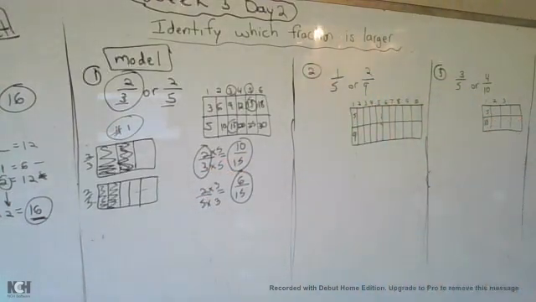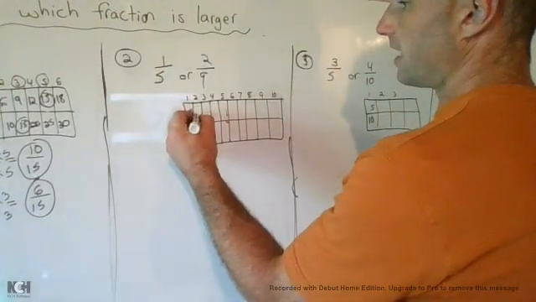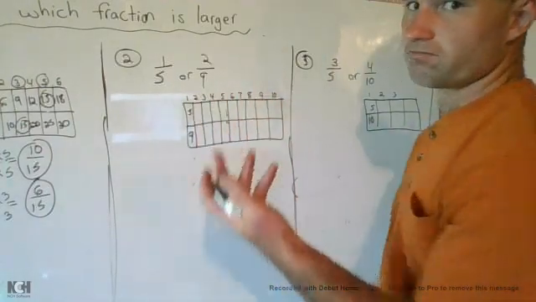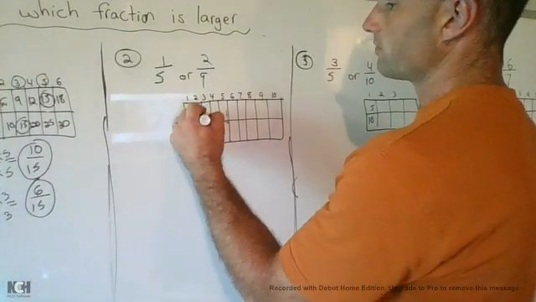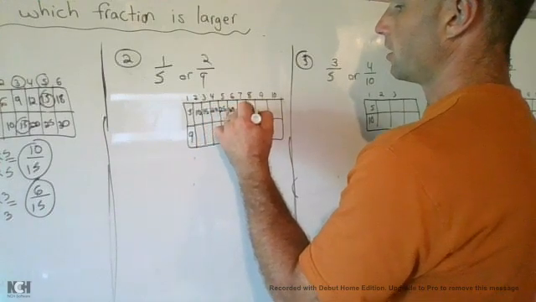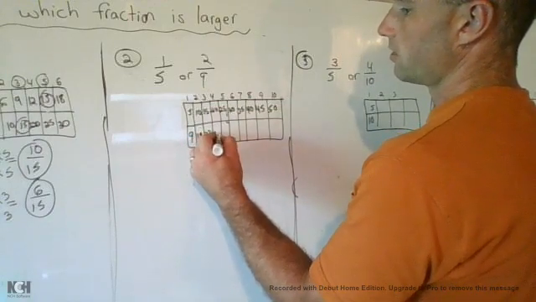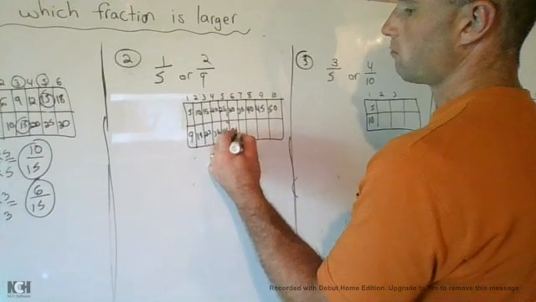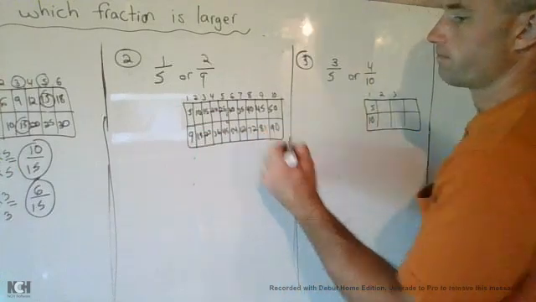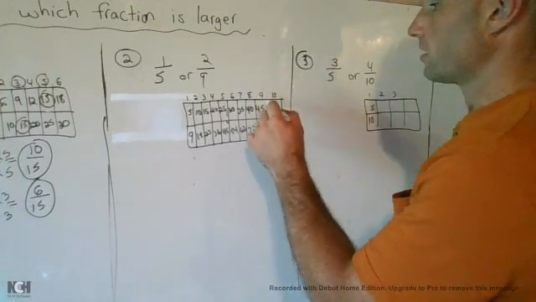Moving on to number 2, 1/5 or 2/9. So I'm going to give you a little head start here with this one. Count by 5s until you get a common multiple, and you can go out to your 50 if you want. 5, 10, 15, 20, 25, 30, 35, 40, 45, 50. 9, 18, 27, 36, 45, 54, 63, 72, 81, 90. Do you see a number that's the same for both 5 and 9? Yes, 45.